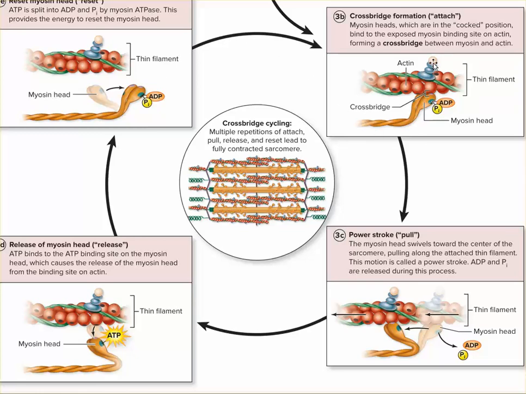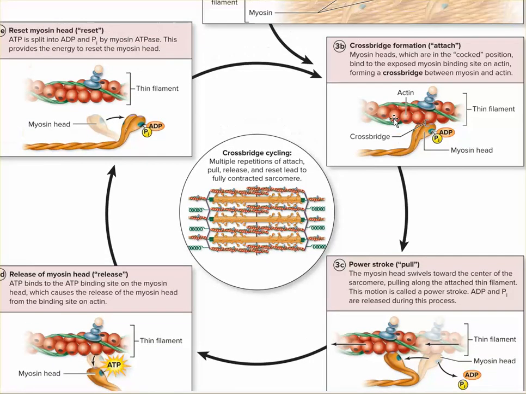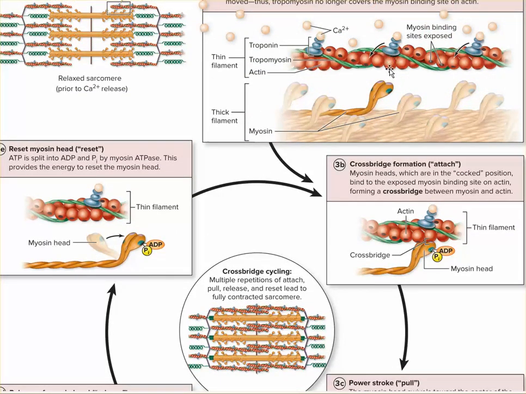Take the calcium away by pumping it back into the sarcoplasmic reticulum. Then what happens is the troponin changes shape again, and the tropomyosin reblocks the binding site. And when the binding site is reblocked, then the cycle is broken. No more cross bridges, and the sarcomere relaxes and lengthens again.